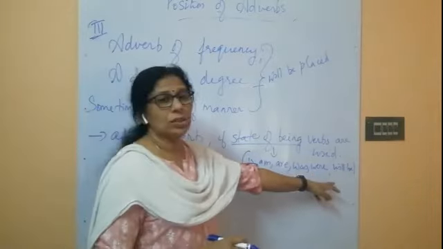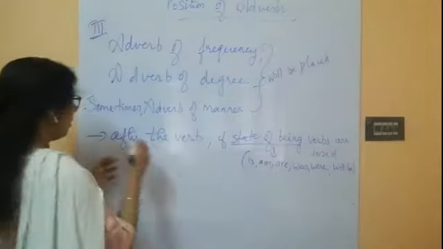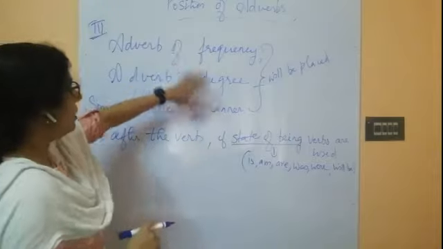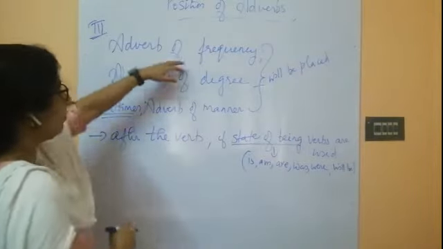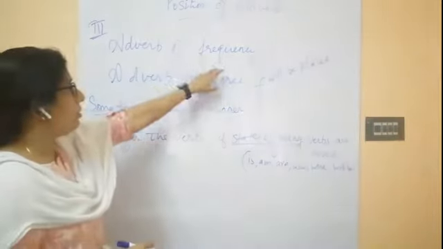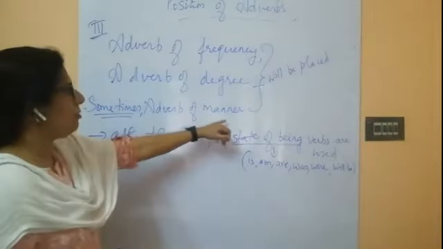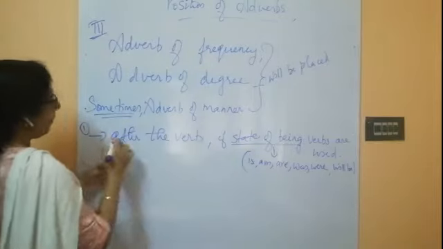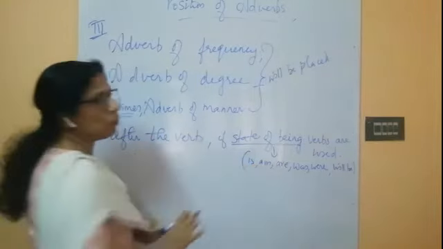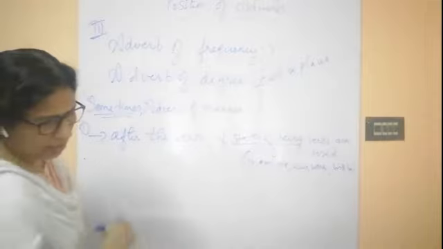Present, past and future. So these three forms. So adverb of frequency, degree and sometimes adverb of manner, this is important, not always, but this one always, will be placed after the verb if the state of being verbs are used. Example.